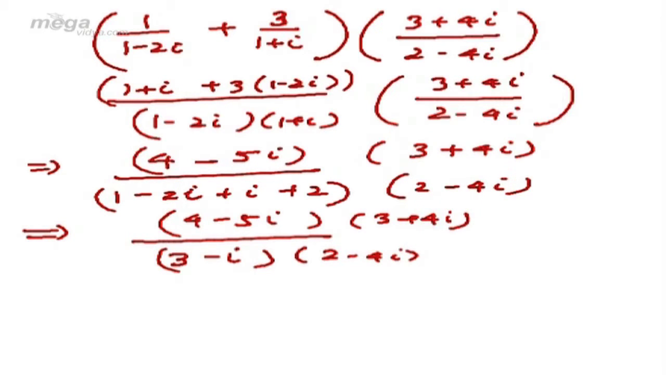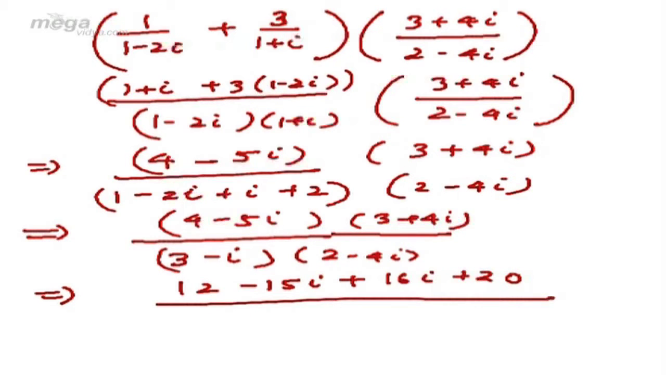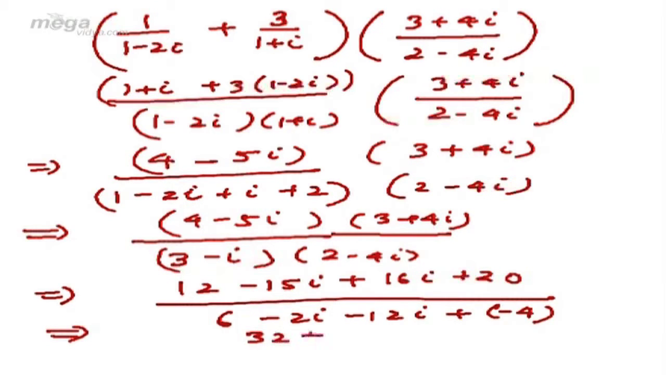And it is 3 plus 4i in the numerator. Again, multiply the two complex numbers in numerator and denominator. We will find that 12 minus 15i plus 16i minus 20i square, that is plus 20, divided by 6 minus 2i minus 12i plus 4i square. I square becomes minus 1, then it will become minus 4. So in the numerator we will get 32 plus i, and in the denominator we will get 2 minus 14i.